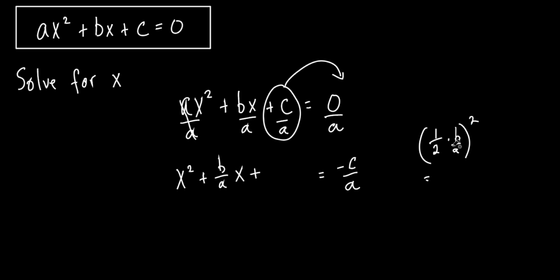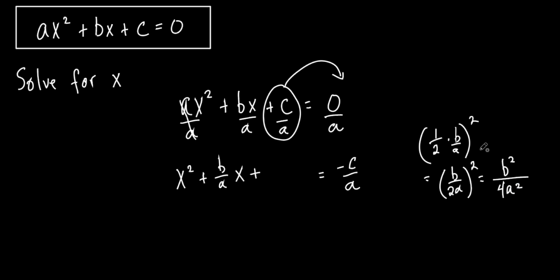So what is half of b over a? Good, b over 2a. But I have to do what to it? Square it. What happens here when we square it? Is it b squared over 4a squared? Because I got to square the 2, right? 2 squared is 4. So don't just leave it at 2. So it's 4a squared.